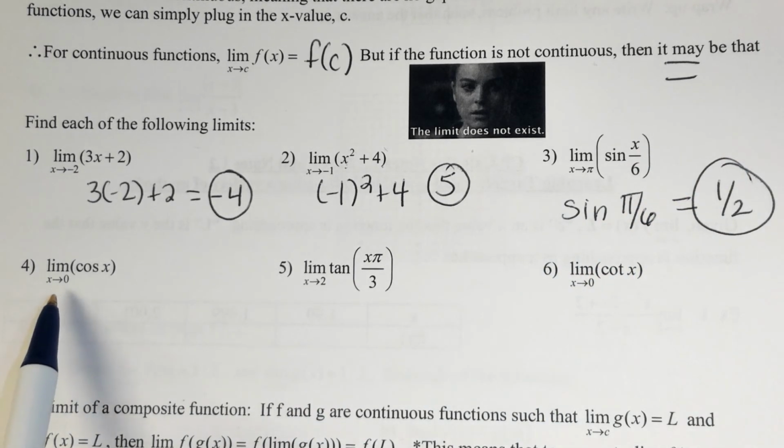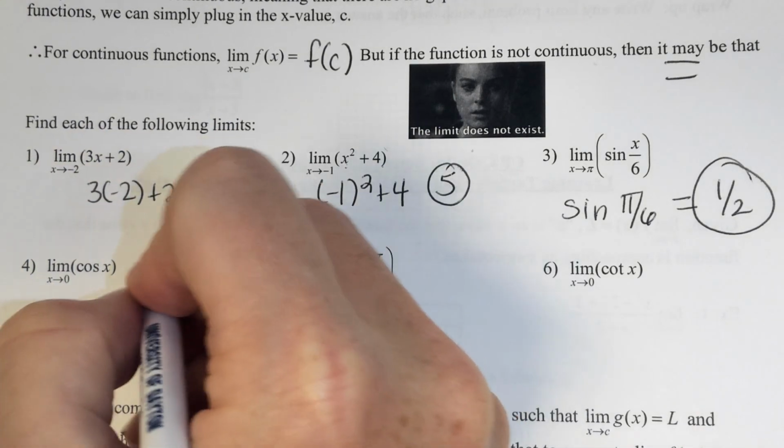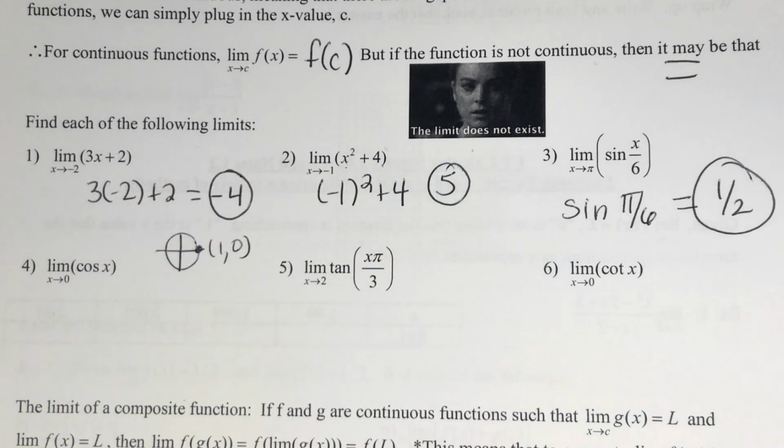All right. Down here, cosine curve. Is the cosine curve continuous? Yep, plug in 0. Do you know the cosine of 0? It's 1, isn't it?